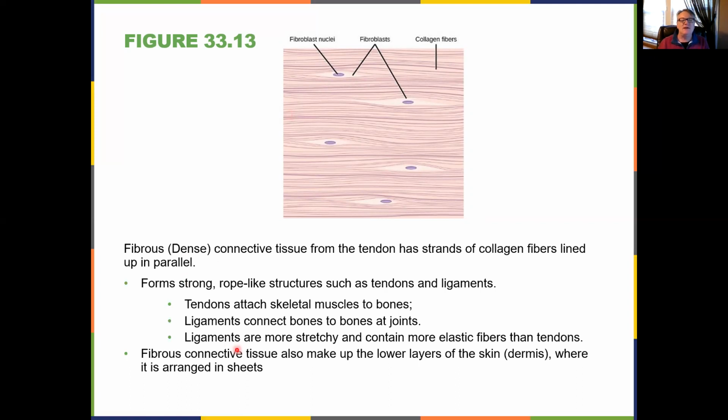We're also going to see this type of very, very strong connective tissue forming the lowest layers of the skin, the dermis. And it's going to be arranged in sheets, but those sheets go in different directions. So it provides a real strong barrier to things. This is right underlying the epithelial cells that are also in the skin. Okay.